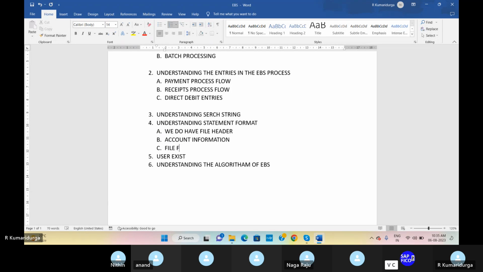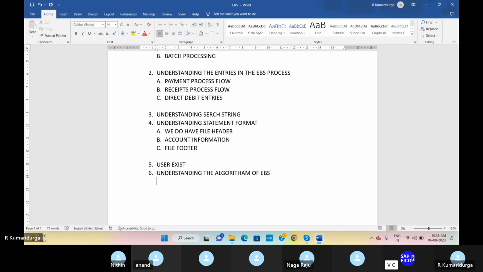The file header will be there, the file footer will be there, and the account information will be there. So the D point is over. The next one, under understanding the algorithms of EBS.